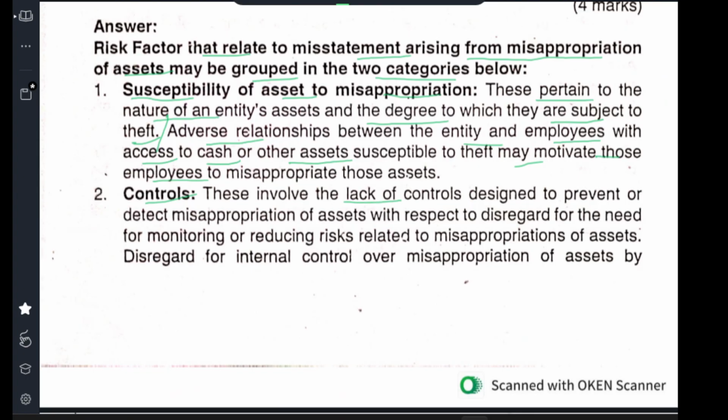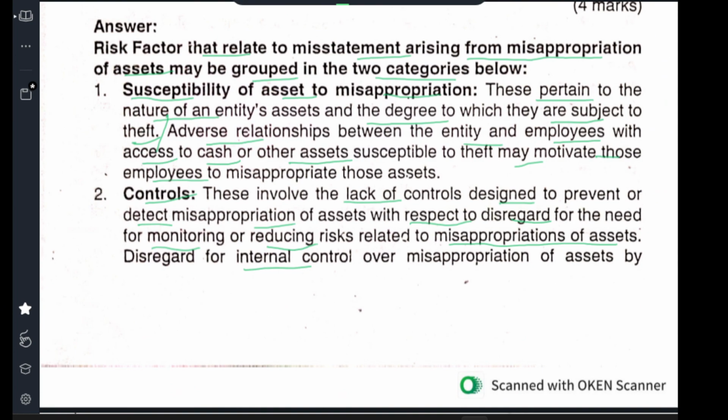This involves a lack of controls designed to prevent and detect misappropriation of asset, and disregard of the need to monitor or reduce the risk related to misappropriation of asset. If an asset is there, there should be control. We have an asset that needs controls designed to prevent and detect misappropriation. That is how to prevent: put a watchman, put a person who needs to watch, put a CCTV, live, and we should see that. Such kinds of things are there or not. How these controls have been taken.